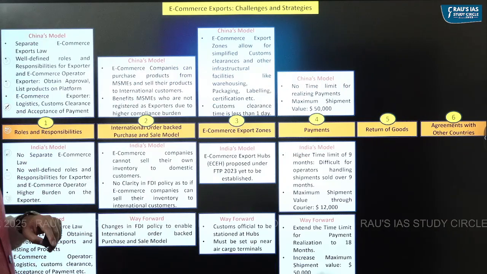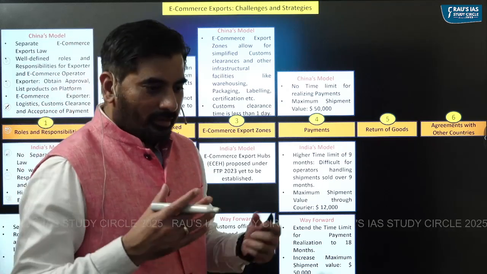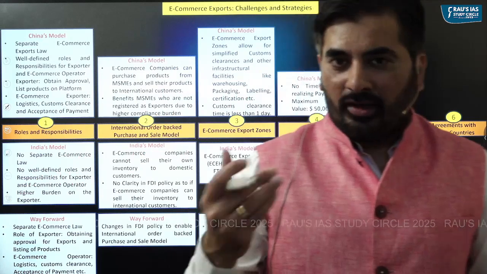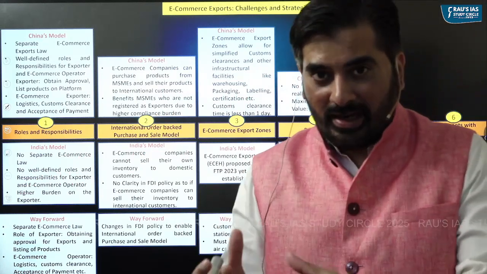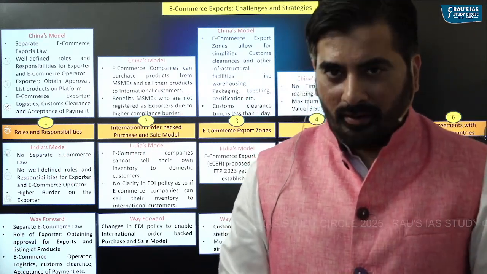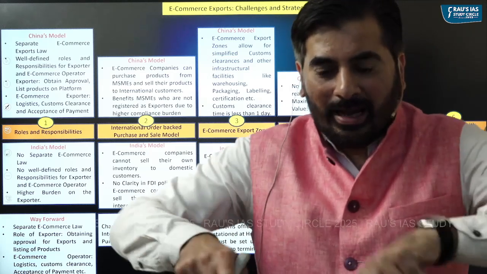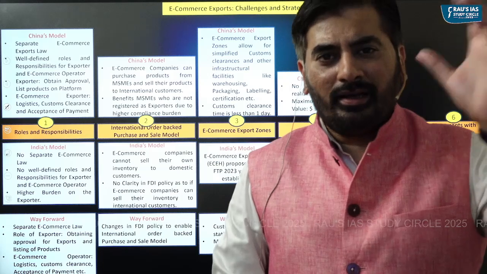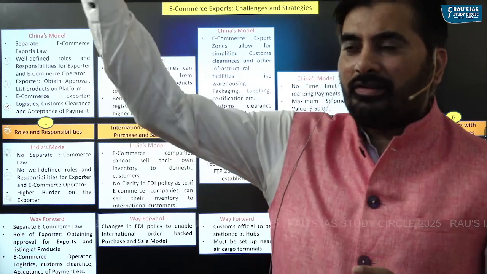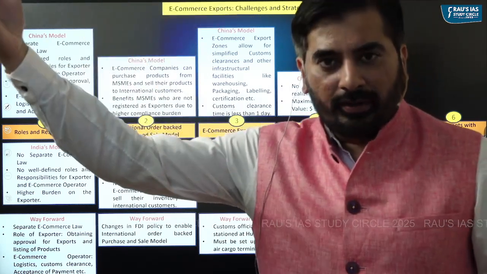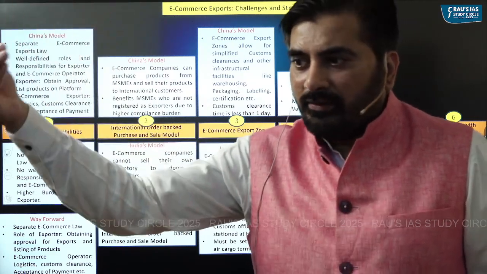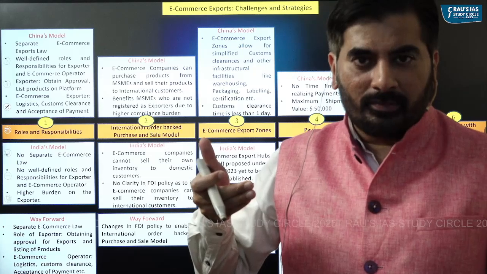Let's see what is there about return of goods. Let's say you order something on Amazon and you get the product, and let's say you don't really like the product, you place a return order, right? If this is happening in the domestic market, the same should be facilitated in the international market. Let's say a person based in the US orders a product from India. He does not really like the product. The person should be able to return the product, right?